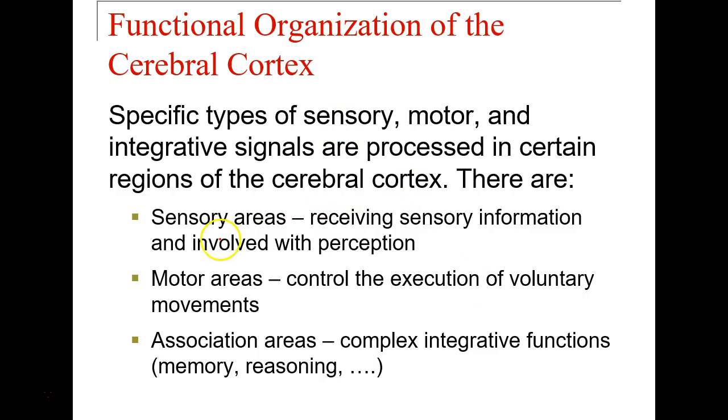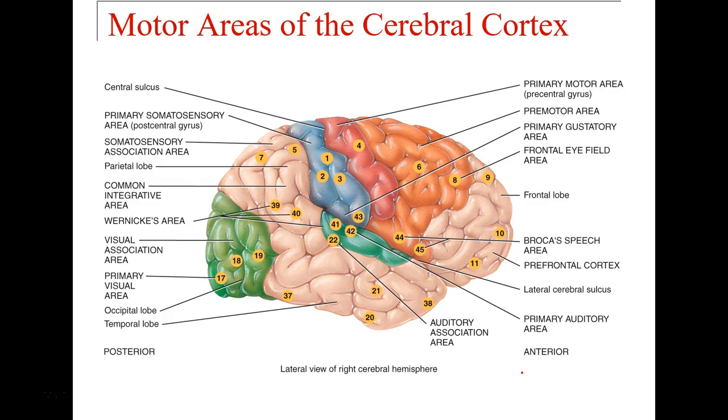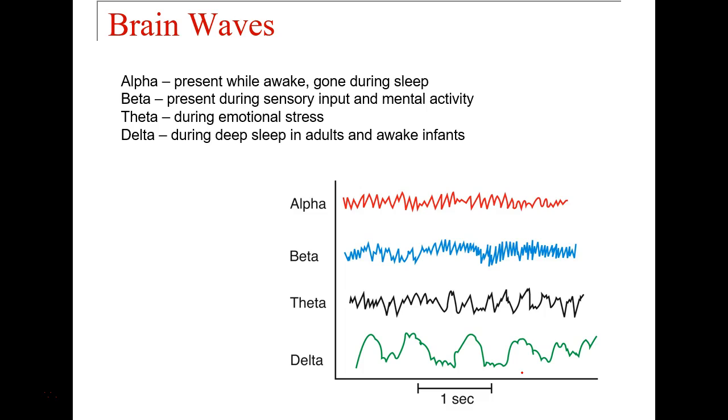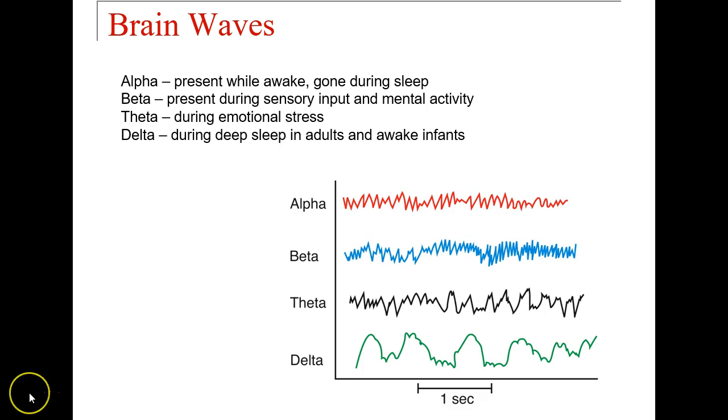Okay? Functional organization, so sensory, motor, and association areas. Again, sensory will receive information. Motor will control the execution of the associated areas' response to the sensory. These are just some areas labeled for a different type of information. Left and right hemisphere. We have some different brain waves while we're awake, during sleep, or during emotional stress. All right, and that is it for this video.